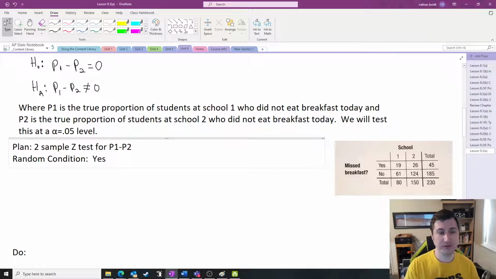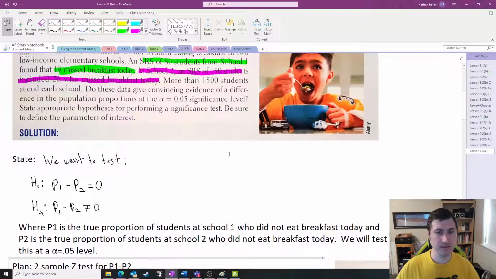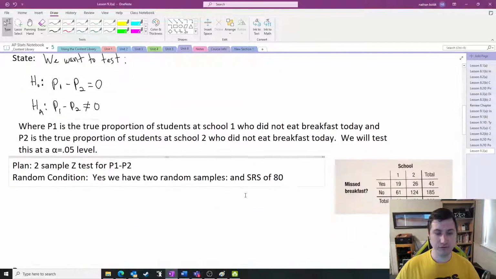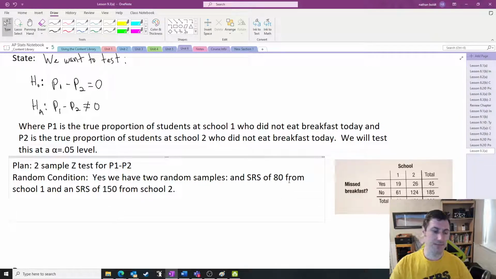So yes, we have 2 random samples. An SRS of 80 from School 1 and an SRS of 150 from School 2. The random condition has been checked.